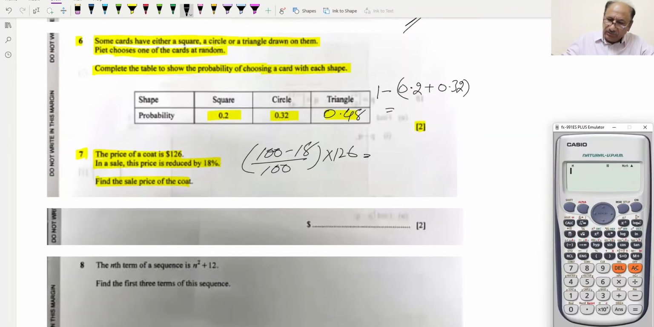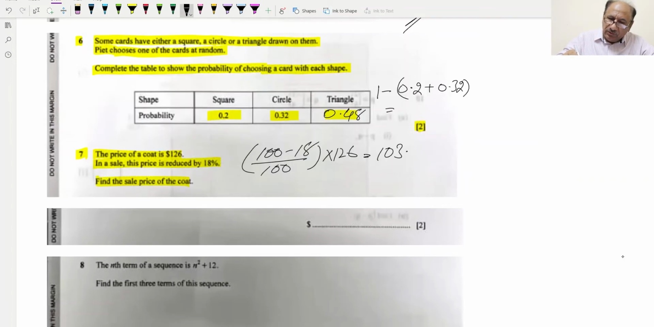So now we can check this fraction, 100 minus 18 divided by 100, and this will be multiplied by 126, and this is equal to 103.32. They are saying dollars. We have to find the sale price in dollars, so it will be 103.32. Or up to 1 decimal place you can give the answer like this.